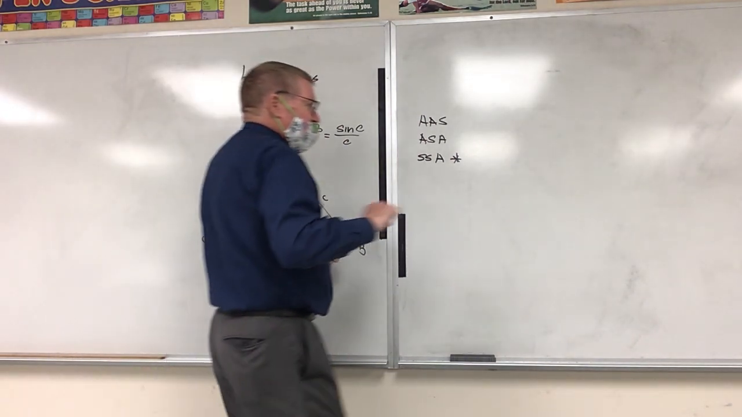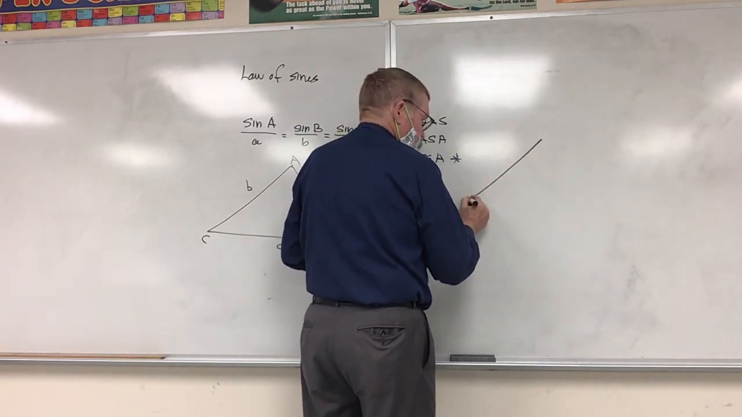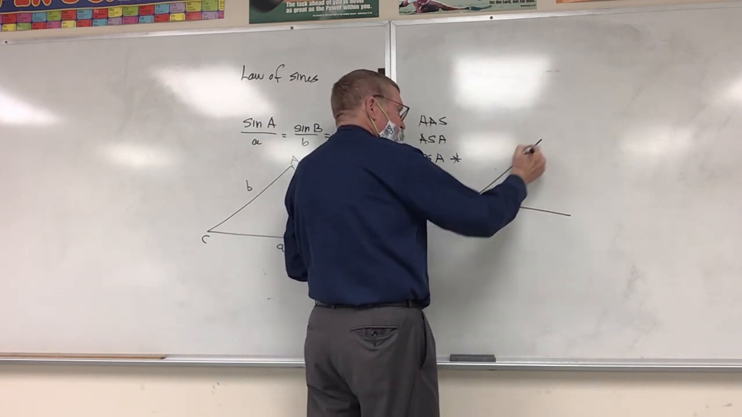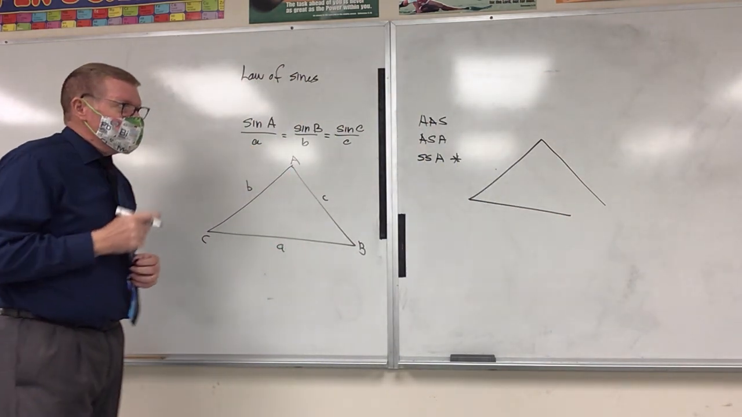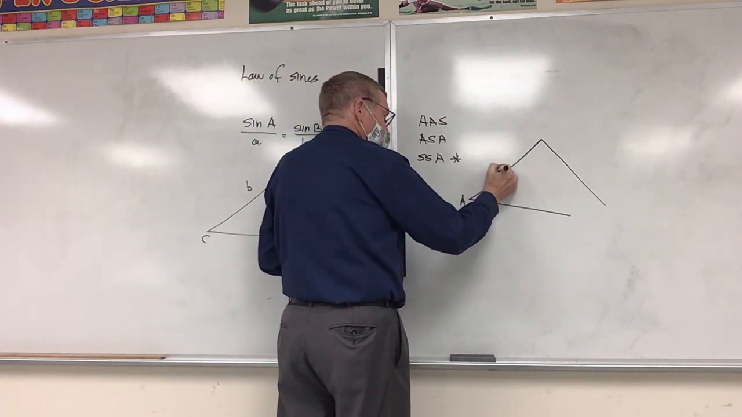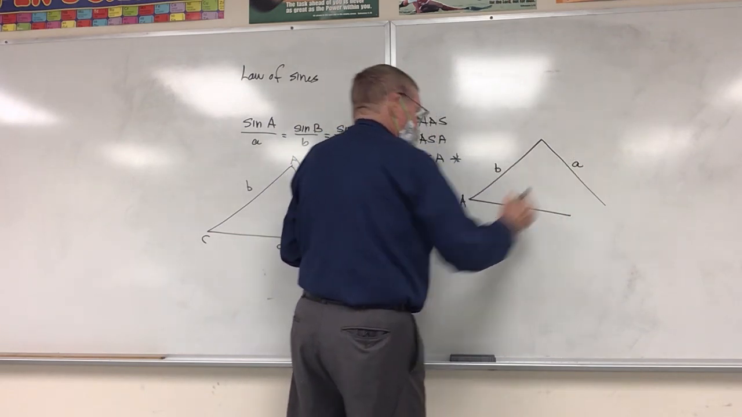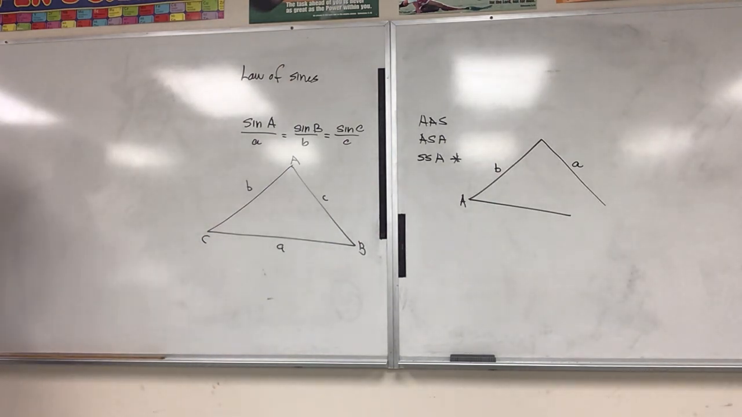So side, side, angle means I have this angle, I have this side, and I have that side. But why doesn't the triangle connect? Because there could be different possibilities depending on what I have.